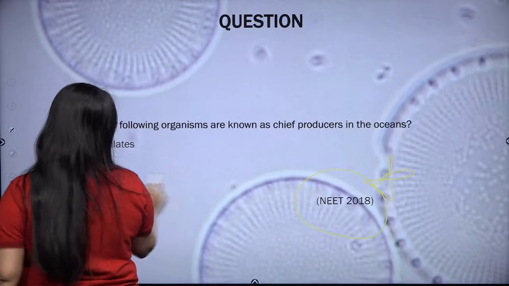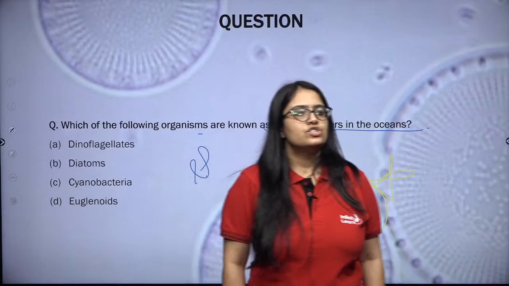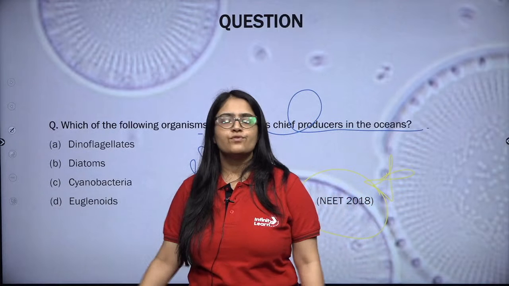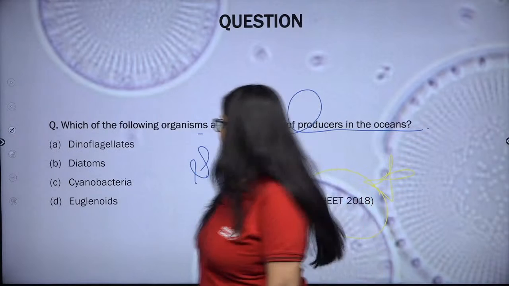So tell me, which of the following organisms are known as chief producers in the ocean? Chief producers in the ocean ecosystem. Who are the ones producing food for almost everybody out there in the ocean? Come on, guys, be quick. Yes, excellent. The answer is diatoms.